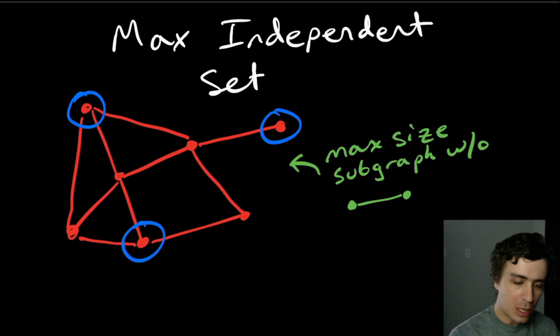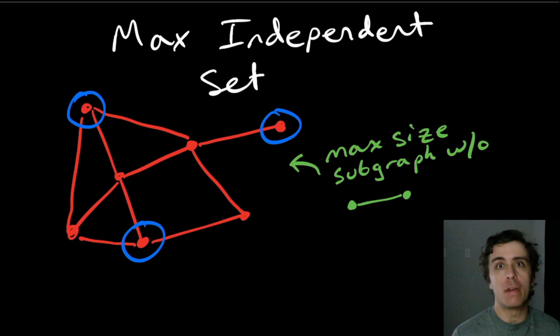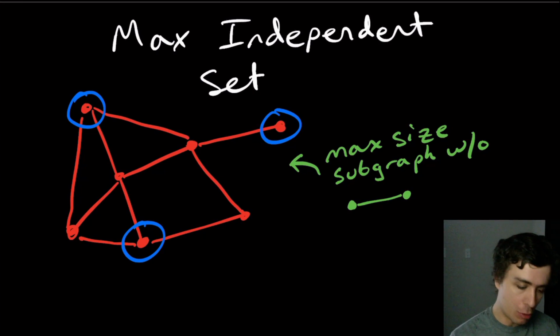Hi, so I want to talk about the maximum independent set problem, which is something that we've done on the channel already, where we talked about solving the maximum independent set problem on trees in linear time, but I want to handle the general case now. So what is this problem?